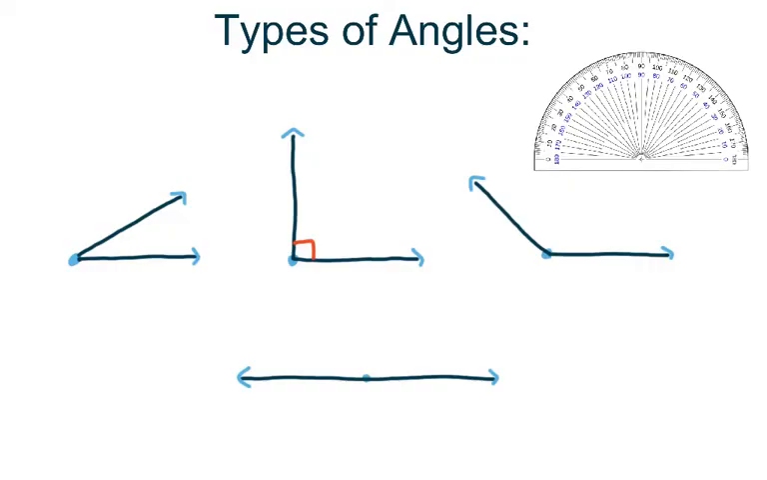Let's start by reviewing some angle basics. Let's look at these four types of angles that you might see. An angle is made up of a vertex and two lines or rays that come off of it. We measure angles in degrees, just like we would measure length in inches or centimeters, but an angle measures the amount of space between two lines.